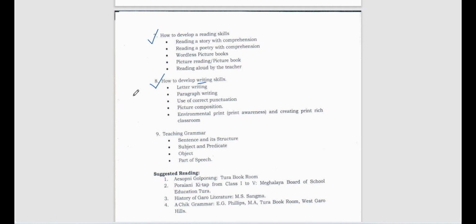Then use of correct paragraph writing. See, paragraph writing also we have done, right? We have done it in class 10. Letter writing we have done in classes 9 and 10, and paragraph writing also in 9 and 10. Then use of correct punctuation. What is punctuation? Punctuation means knowing when to use a comma, full stop, exclamation mark, question mark, colon, semicolon. When we know how to put these punctuation marks in a sentence or in a paragraph, we know that it is going to be very effective and easy to understand, right?